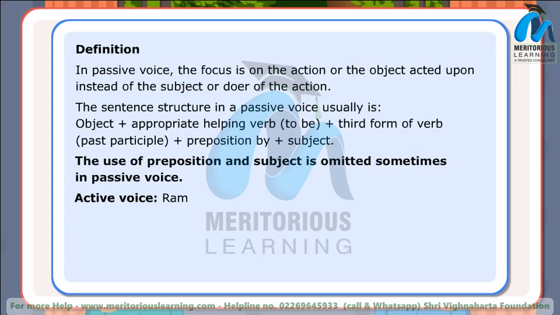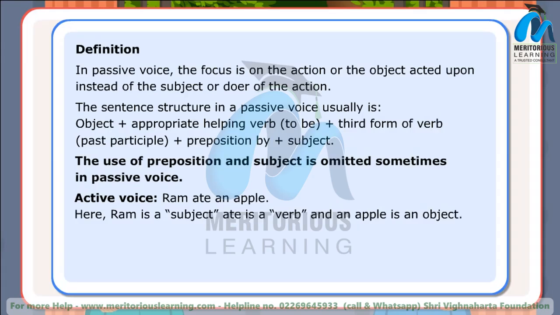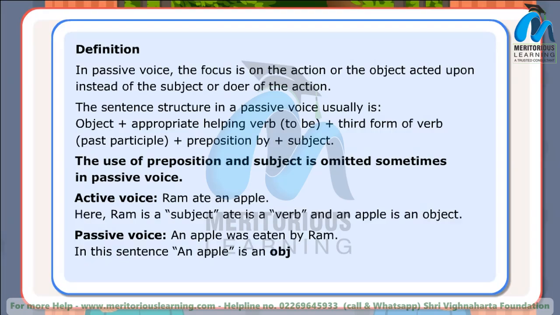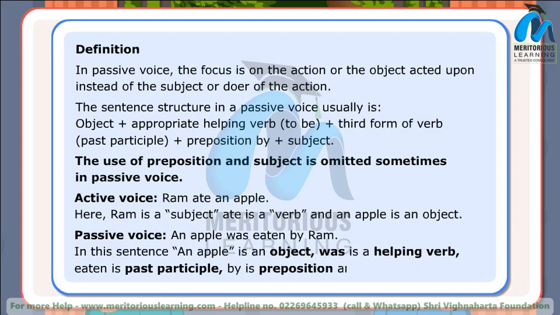Active voice, Ram ate an apple. Here, Ram is a subject, ate is a verb, and an apple is an object. Passive voice, an apple was eaten by Ram. In this sentence, an apple is an object, was is a helping verb, eaten is past participle, by is preposition, and Ram is a subject.